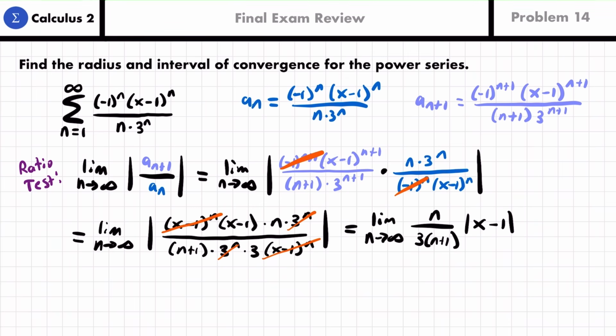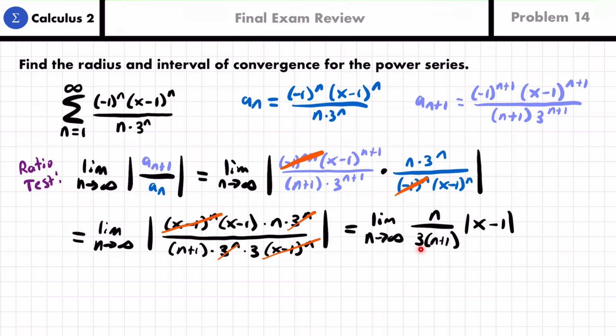Remember that this is a limit as n approaches infinity, and so with respect to n, the absolute value of x minus 1 is just a constant. We're not looking at a limit for x here, we're looking at a limit for n. So just focus on this piece of the limit, and whatever the value of that limit is will be multiplied by the absolute value of x minus 1.